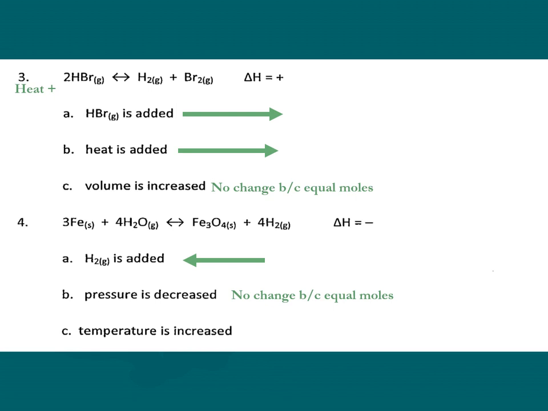Now what if I increase the temperature? Take a look. My delta H is negative, means it's exothermic. So heat would be treated as a product. So we're very similar to situation A there, where if I increase the temperature, it's going to shift away from the heat towards the reactants, towards the left.